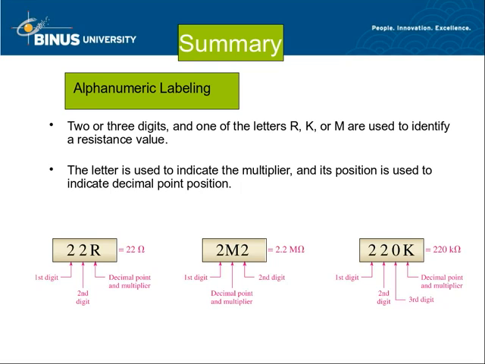It can also be labeled by its number directly. What it means is that the value is printed there in the body directly without the color band. And you can see 3 examples here. 2.2 ohm is written 2R2, while 2.2 mega ohm is printed 2M2, and 220 kilo is printed 220K. It's easier to read using alphanumeric labeling.